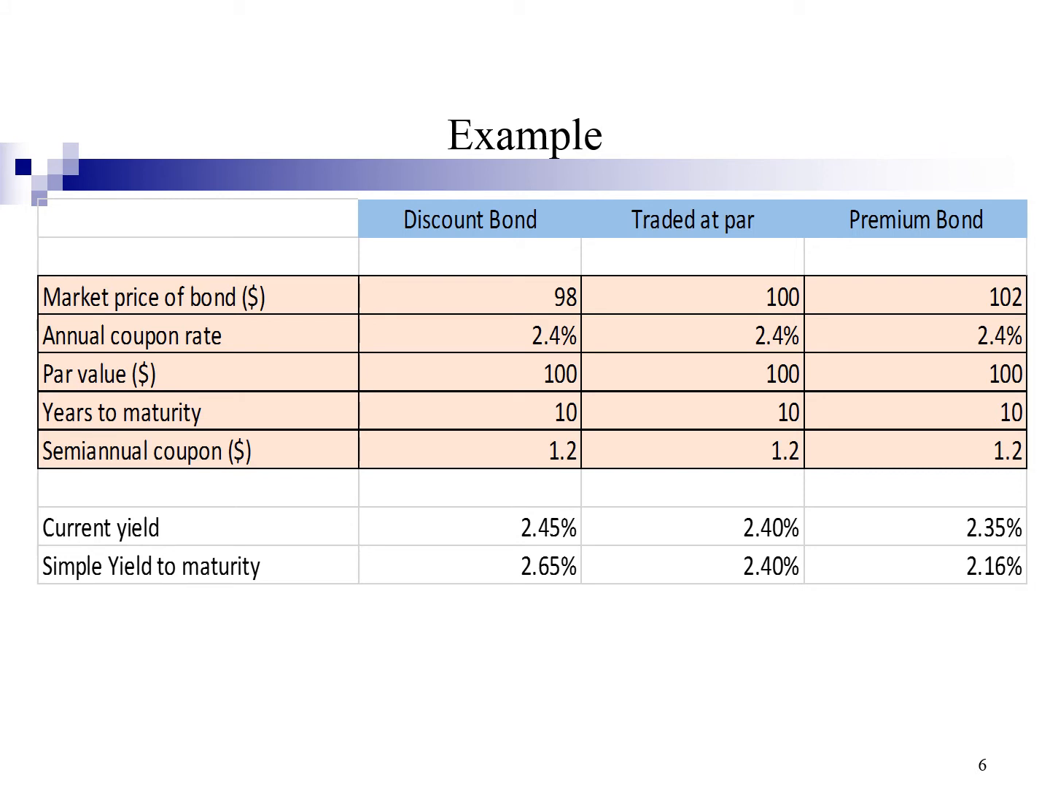For a discount bond, the annual coupon rate is lower than the current yield and simple yield to maturity. The opposite happens to a premium bond, where the annual coupon rate is higher than the current yield and simple yield to maturity. A bond traded at par will have its coupon rate equal to the current yield and simple yield to maturity. I have a homework here for you.